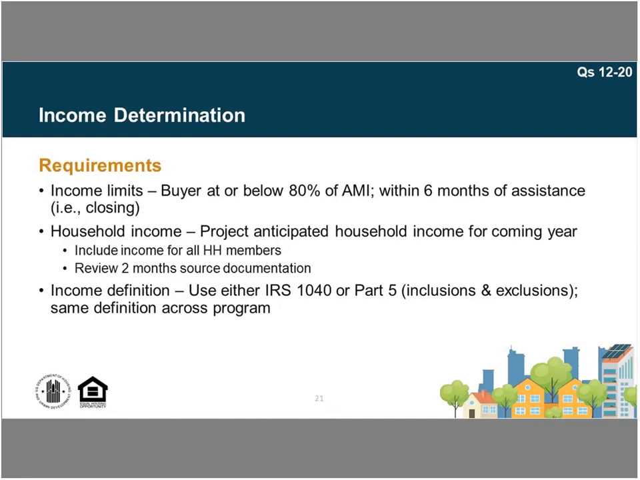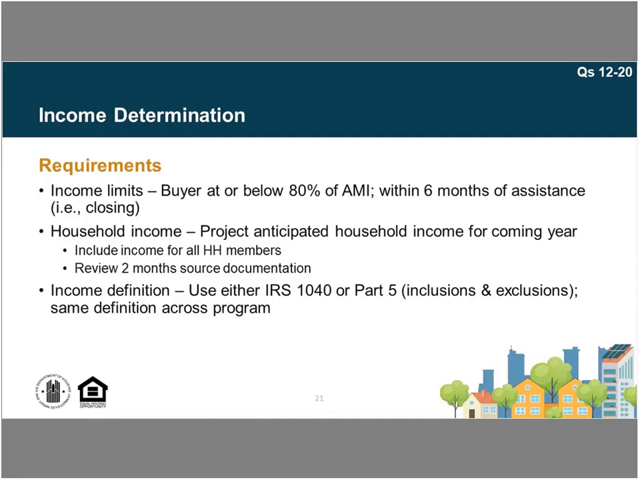You can use either IRS 1040 or the Part 5, what some of you call the Section 8 method, and you have to include all income sources in either definition, as well as the things that can be excluded. Part 5 is probably the most common across the HOME program, but some PJs do use IRS 1040 for homebuyer activities, since Section 8 rental assistance income definitions are less familiar and less often used on the homebuyer side. But the PJ needs to elect either one or the other for its down payment assistance program.